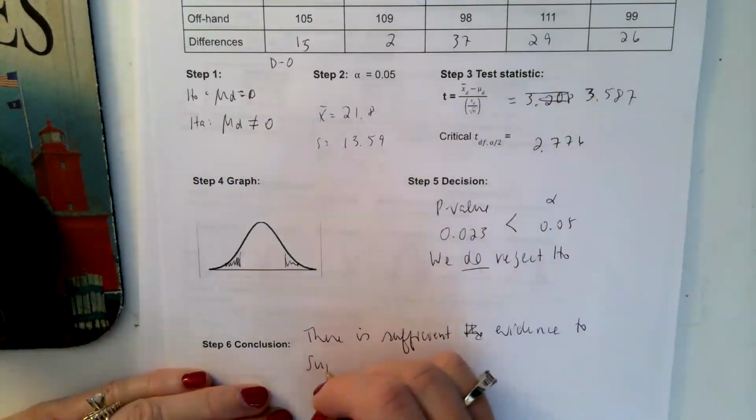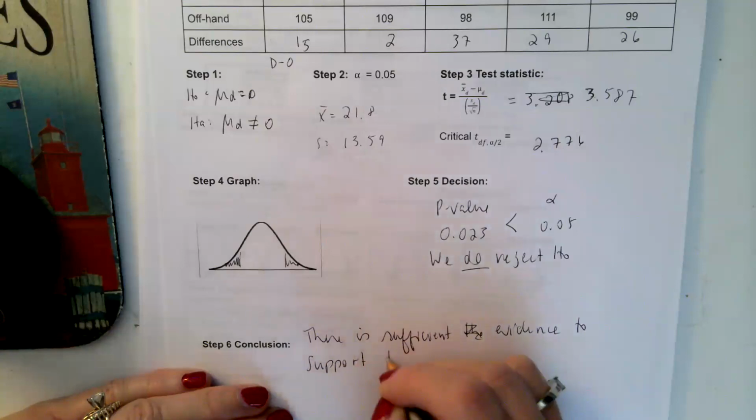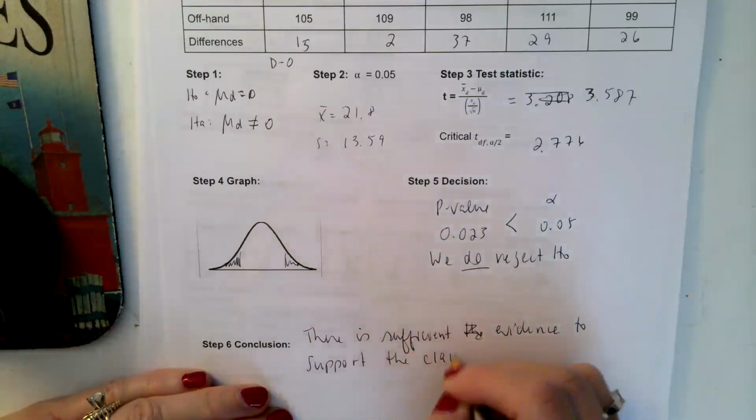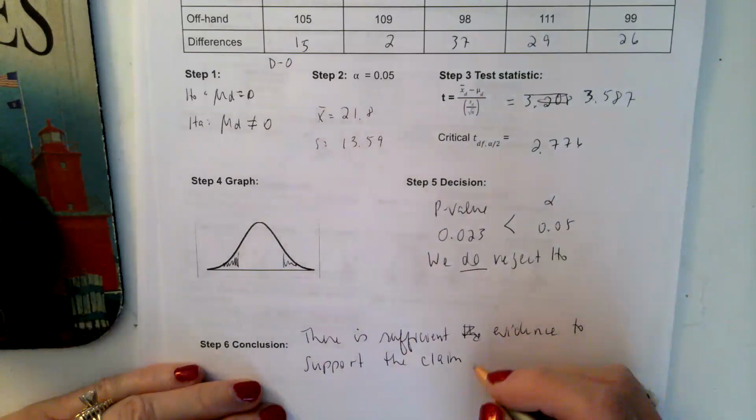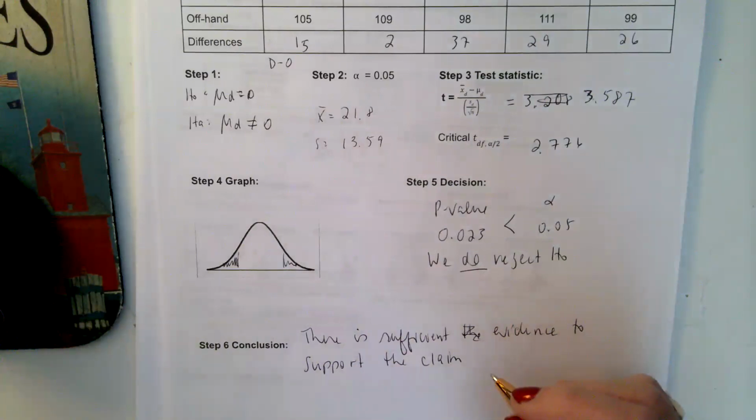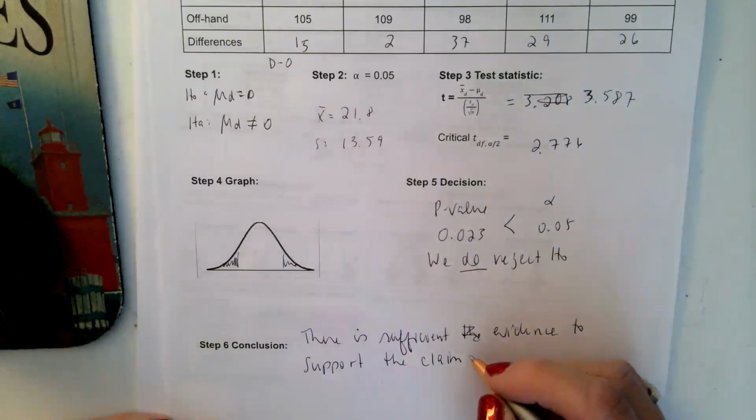So there is sufficient evidence to support the claim that throwing with the dominant hand is different than throwing with the offhand for the ball players.